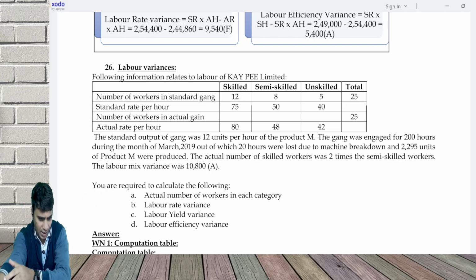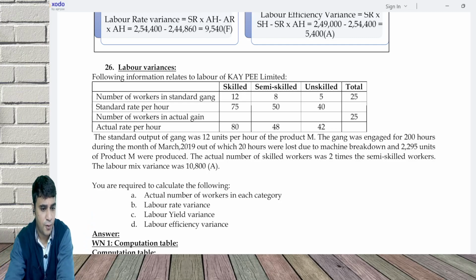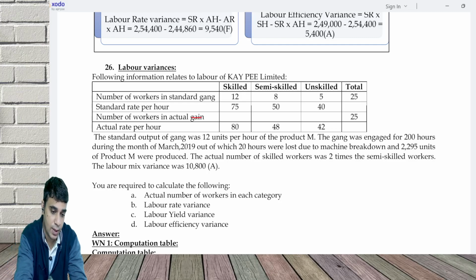Okay, I'll start explaining it. Following information relates to KP Limited. Number of workers in standard gang, that is the composition is 12 is to 8 is to 5. Standard rate per hour is given. Actual gang, it should be actual gang, not actual gain.